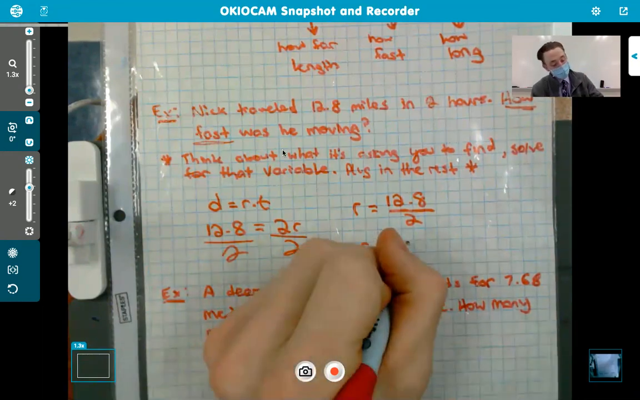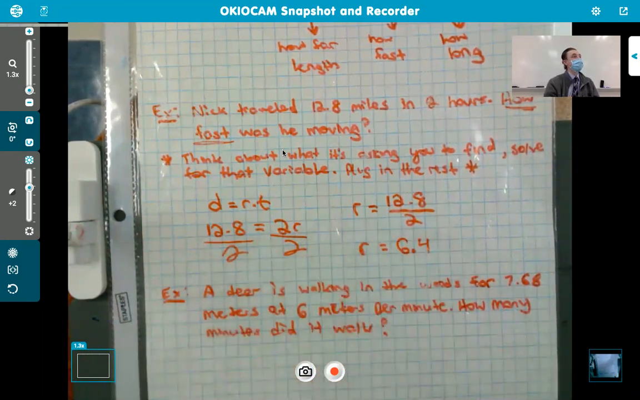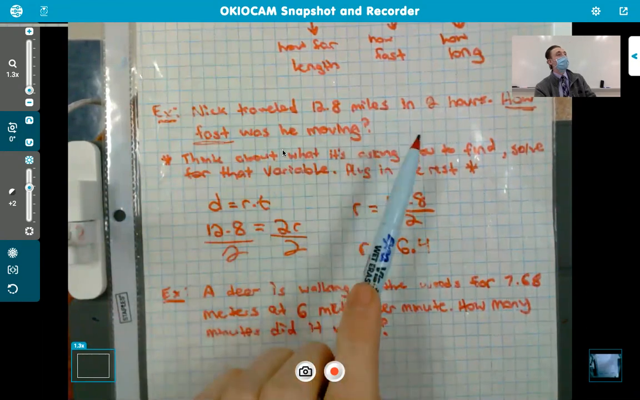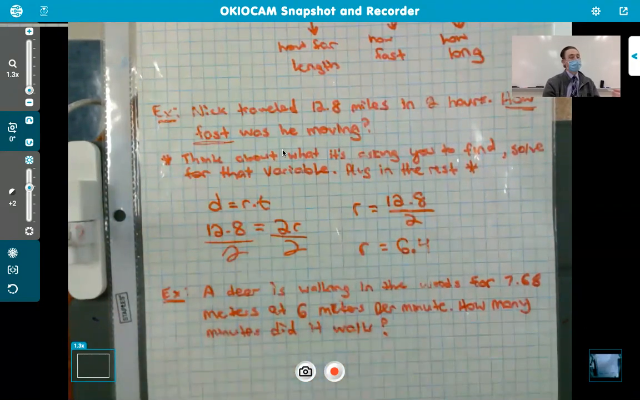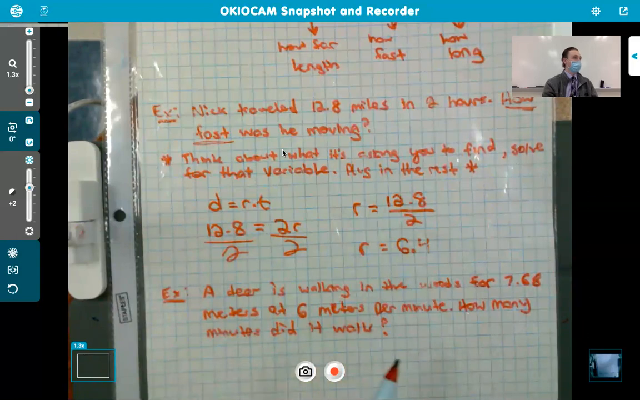All right. What's that? What was the problem just now? So this first example right here. So it says Nick traveled 12.8. Oh, we're doing division, yes. So when you're trying to get that variable by itself, you're going to divide on both sides. So 12.8 divided by 2 was that problem.